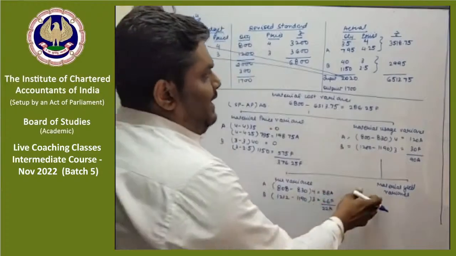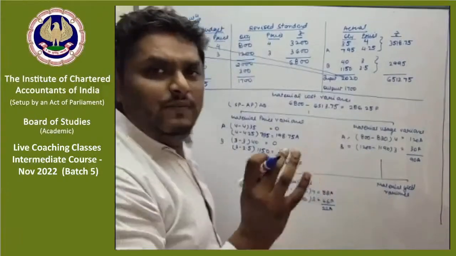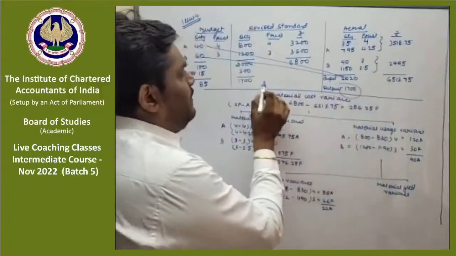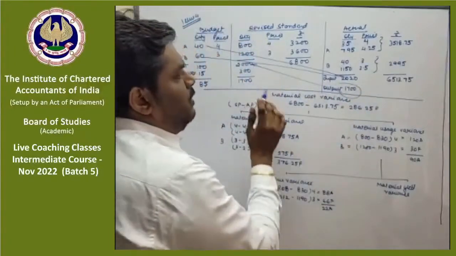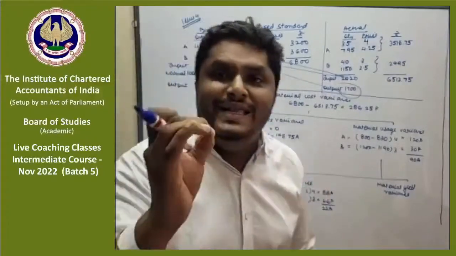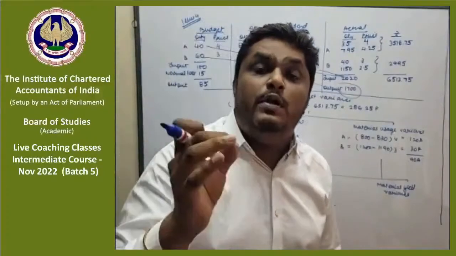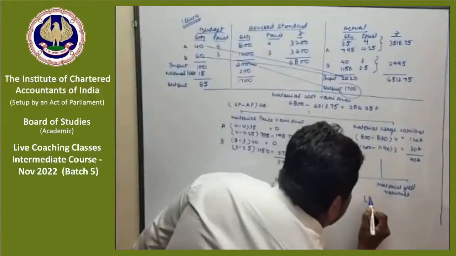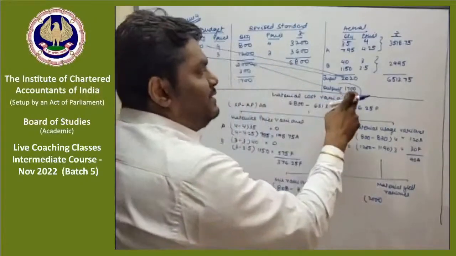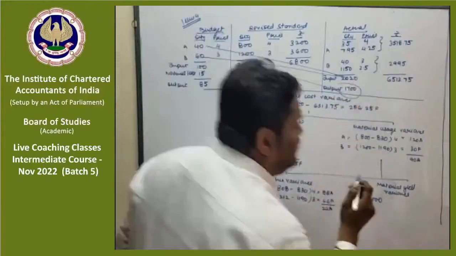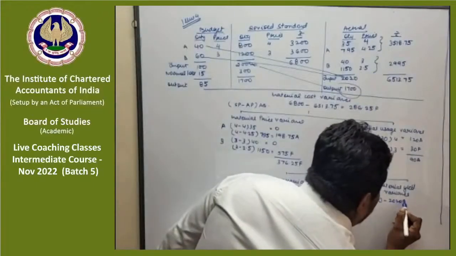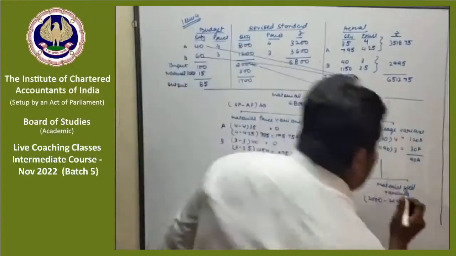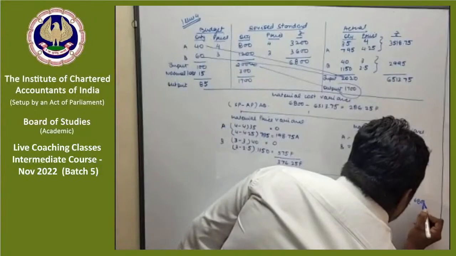So now material yield variance, very simple guys, very important. For 1700 units of output, how much raw material was supposed to be used? 2000 kgs. But for this output, how much raw material did we use? 2020. Into the weighted average price, that is 6800 divided by 2000.